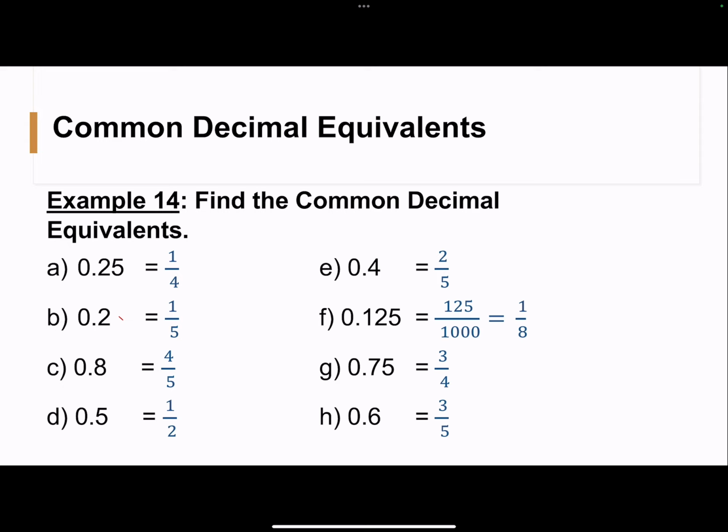0.8, that is 8/10, which reduces to 4/5. Number D, 0.5, 5/10 reduces to 1/2. You should know that 0.5 and 1/2 are compatible numbers. When you see that, that shouldn't be something you have to divide out. That 4/10 is 2/5, 0.4 and 2/5.